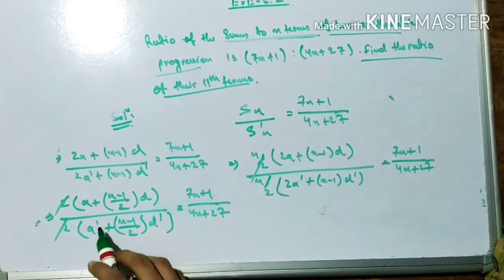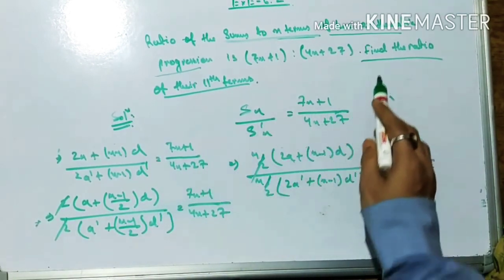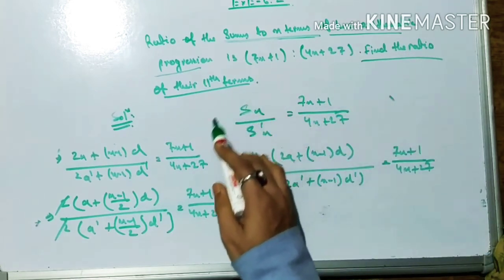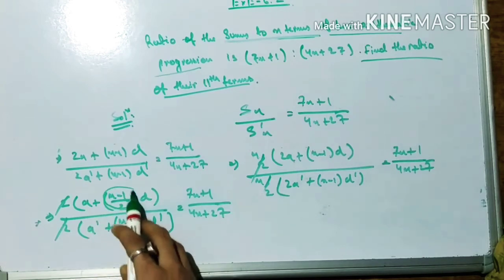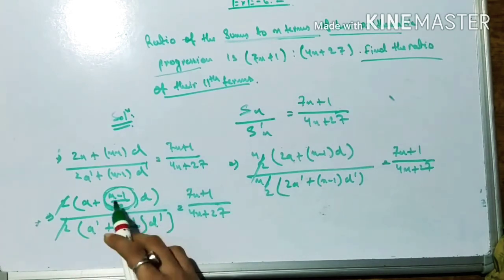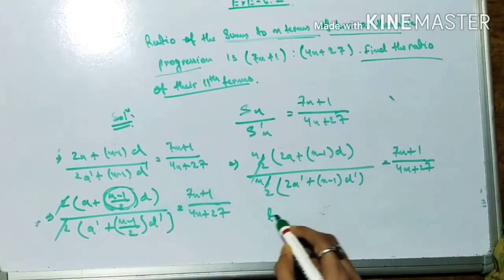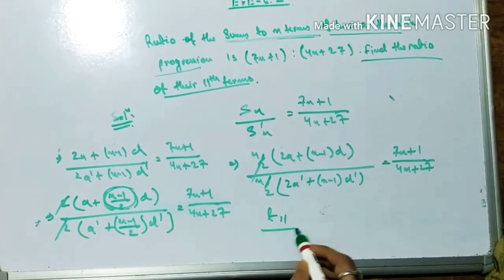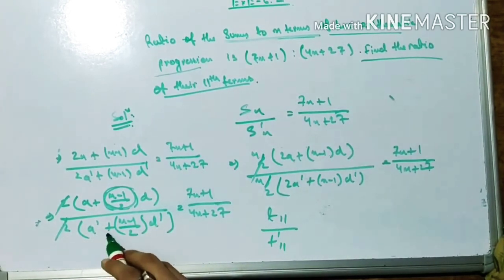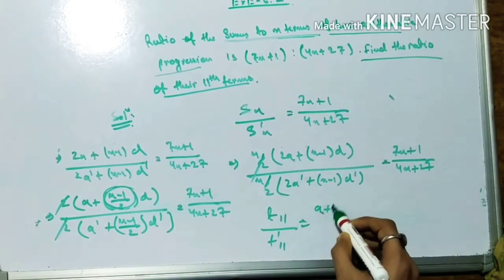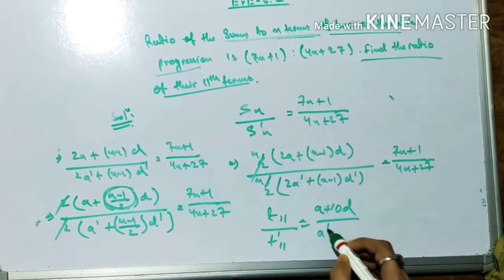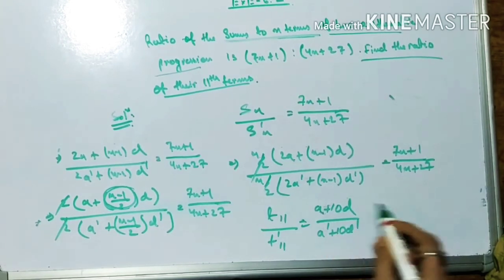2 cut. Now you see, in order to find the ratio of the 11 terms, I am finding the ratio of the 11 terms. So this value should be what? This value should be 10. Then only this one will be T11, T11 by T dash 11. Yes, a plus 10d. Yes or no? T11 is a plus 10d by a plus 10d dash.